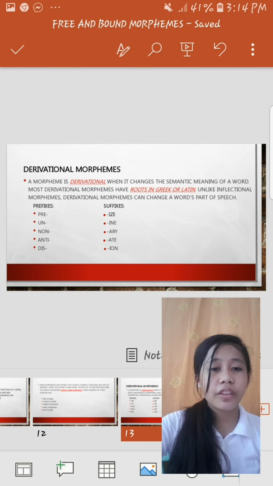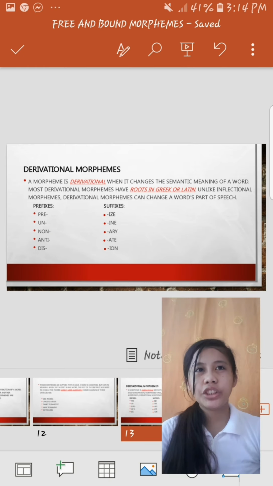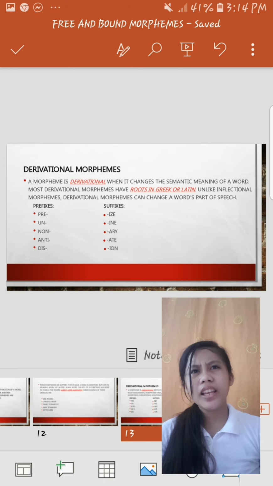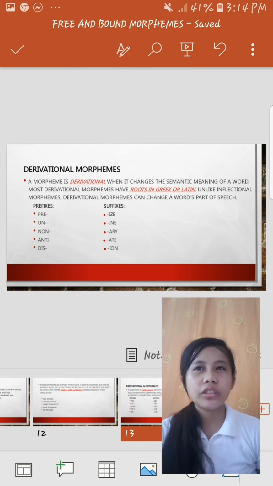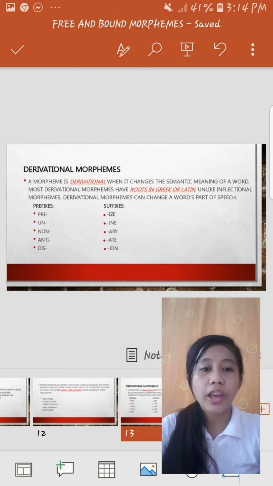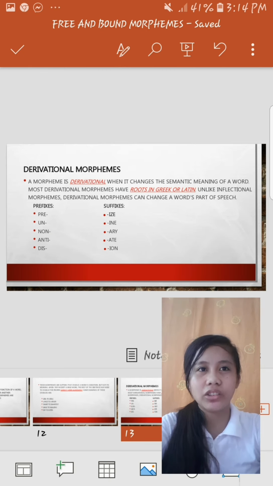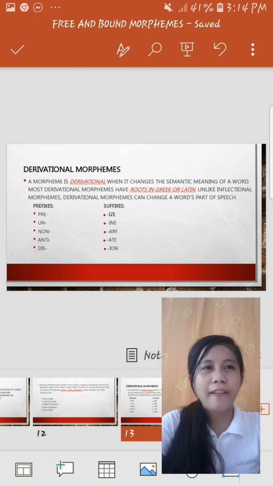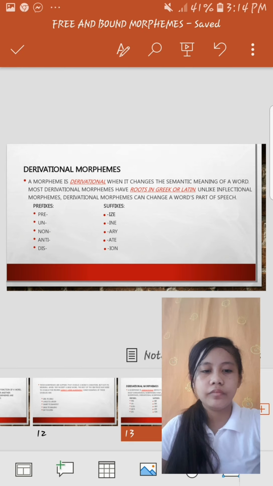A morpheme is derivational when it changes the semantic meaning of a word. Most derivational morphemes have roots in Greek or Latin. So unlike inflectional morphemes, derivational morphemes can change a word's part of speech. So we have the prefixes and the suffixes. In prefixes we have pre, un, non, anti, and dis. While in suffixes we have er, ist, ment, ity, and ion.